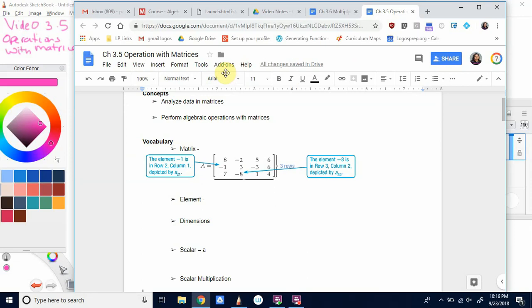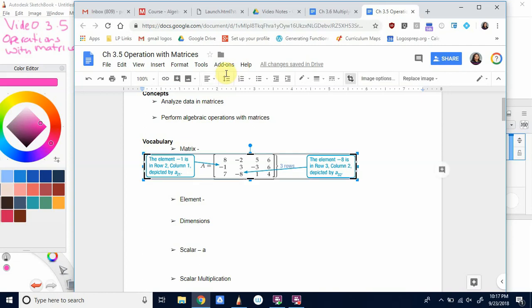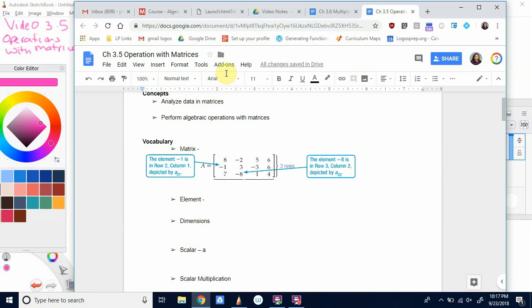All right, so let's look at this example. Look at number -1. That element is -1. It's in row 2, column 1. Our rows go this way. So its address is going to be a, because A on the outside is the name we give to the matrix. Just like we gave names to equations and functions, we're going to give names to matrices. So this one's A, so we use little a with subscript 2, 1. This means it's in row 2, column 1. Look at number -8. It's in row 3, column 2. So it's going to be a, subscript 3, 2.